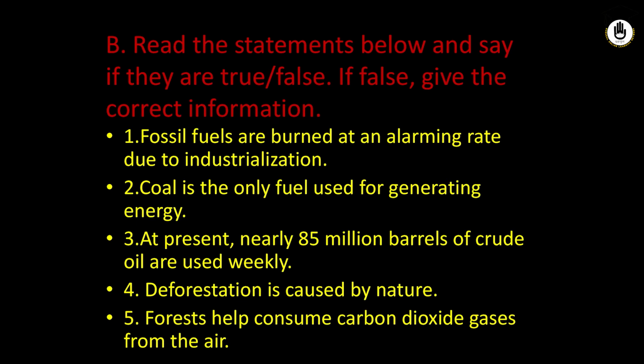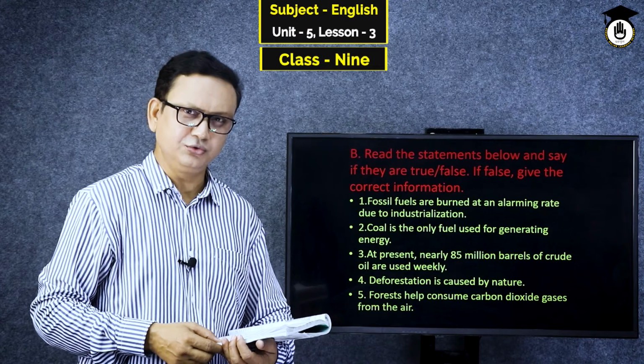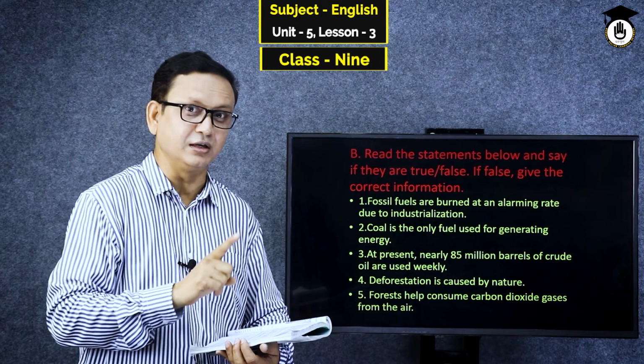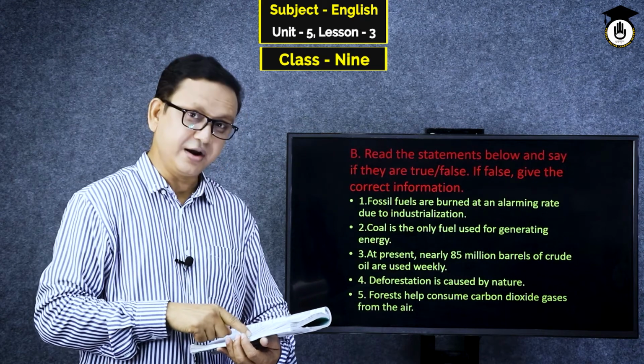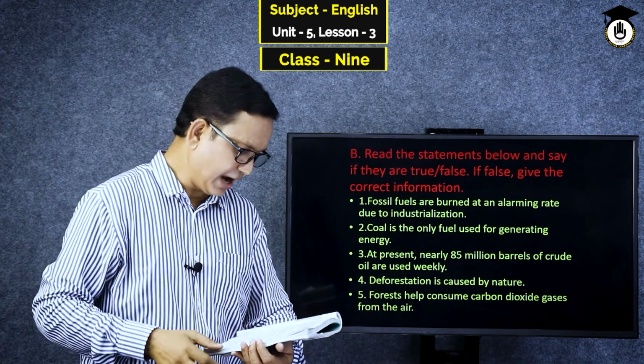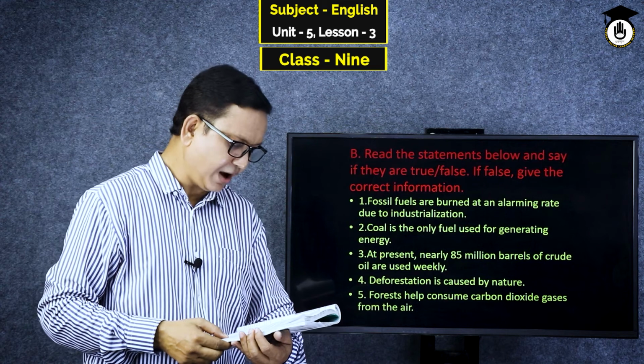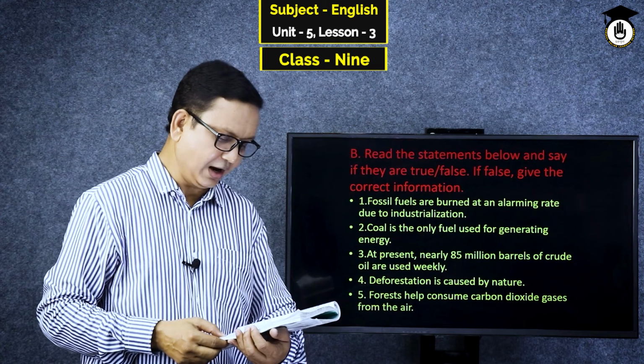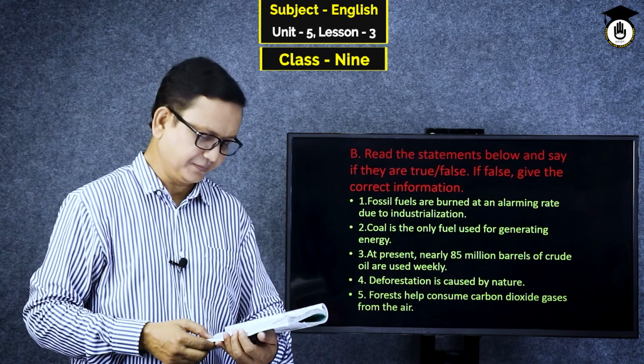Then come to the third statement. At present, nearly 85 million barrels of crude oil are used weekly. Do you think it is right? No, it is false in one place, because it will not be weekly, it will be daily. So the correct information will be like this: at present, nearly 85 million barrels of crude oil are used daily.